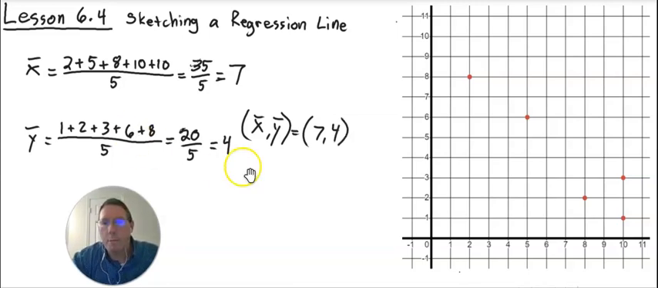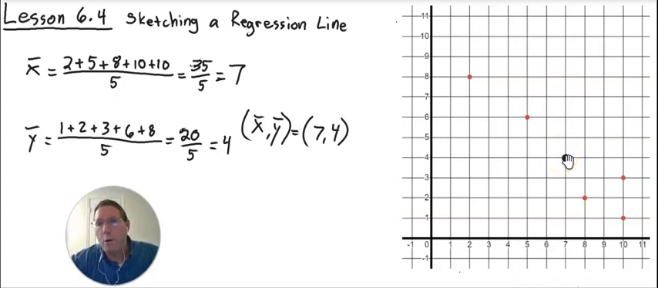Okay? So we're going to come over here to 7 and then go up 1, 2, 3, 4. That's our mean point right there. Okay? That point will be on the regression line. We may not be getting the regression line right, but I promise you that the regression line is passing through this point. Okay? The regression line always passes through the point x bar, y bar.